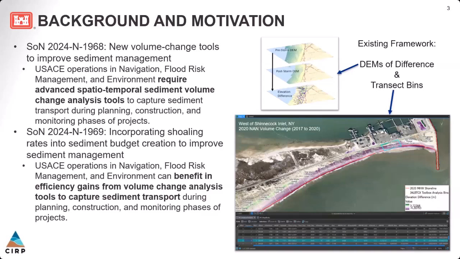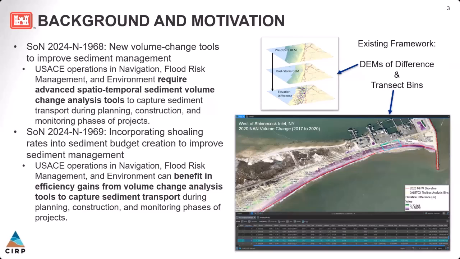Getting into a little bit of the background of this project, it is, again, an FY24 new start under CIRP in response to statements of need calling for advanced spatio-temporal sediment volume change analysis tools that have the potential to promote efficiencies in the sediment budget development process.